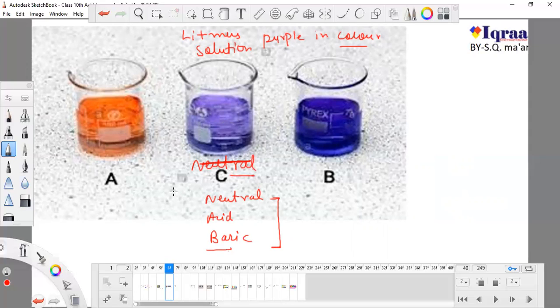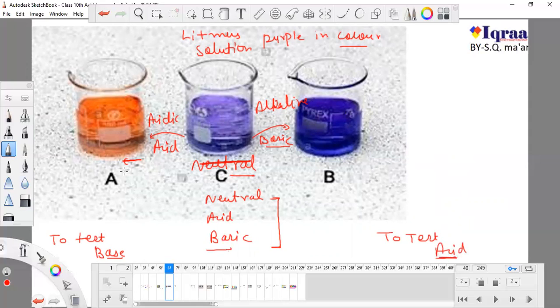Now, if we want to test something only basic, or only acidic, what can we do? We can change this neutral solution to acidic by adding some acid, and it will convert to acidic. Now this is acidic solution. It can be used to test base. Okay, and if I want to convert it to a basic solution, I have to add some base and make it alkaline, and now it is basic, and this basic solution will help to test acid.